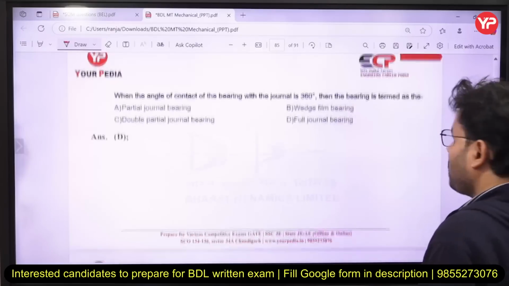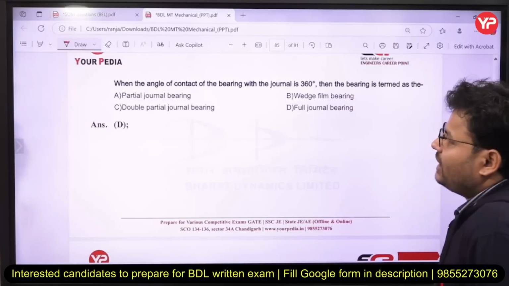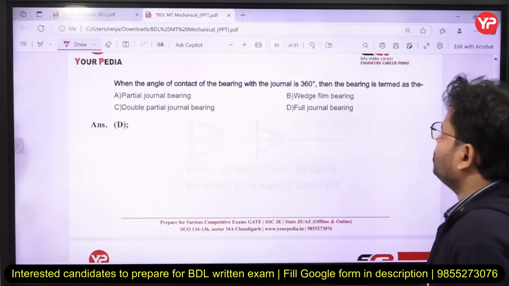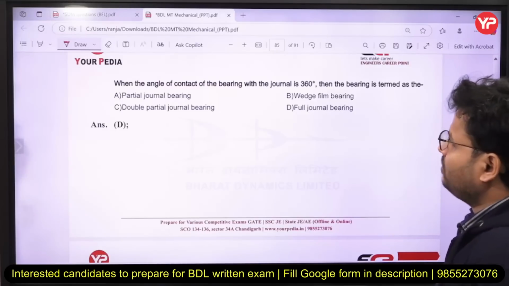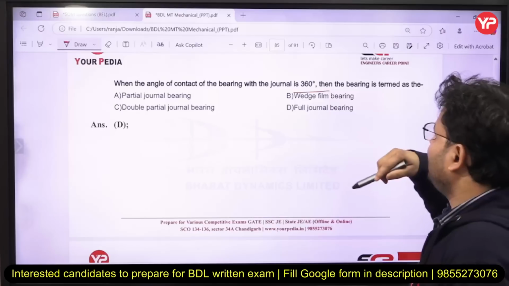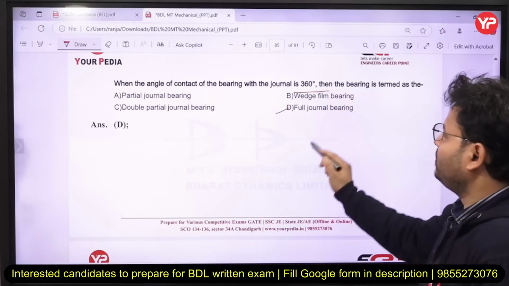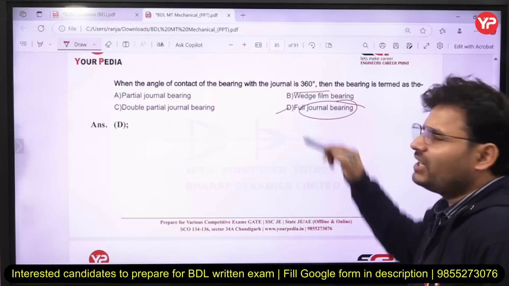Next question. When the angle of contact of the bearing with the journal is 360 degrees, then the bearing is termed as? When the angle of contact of the bearing with the journal is 360, this bearing is known as a full journal bearing. What do you mean by journal? So journal is that part.